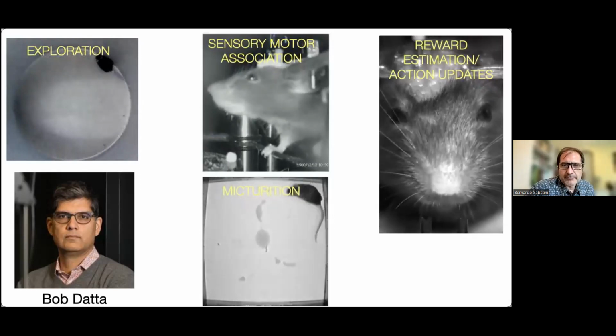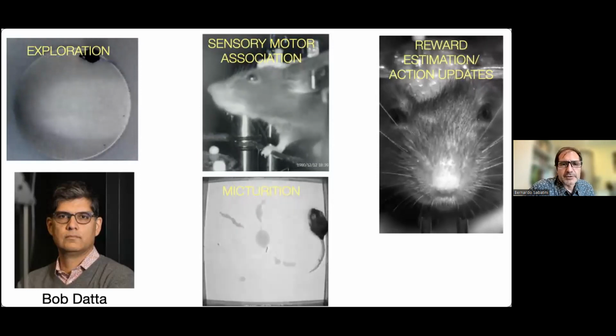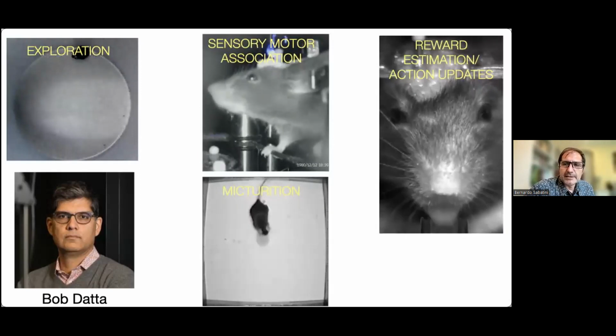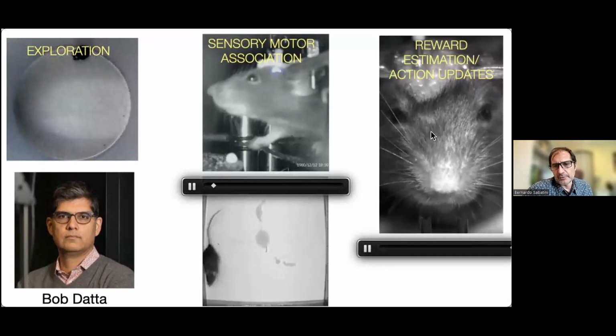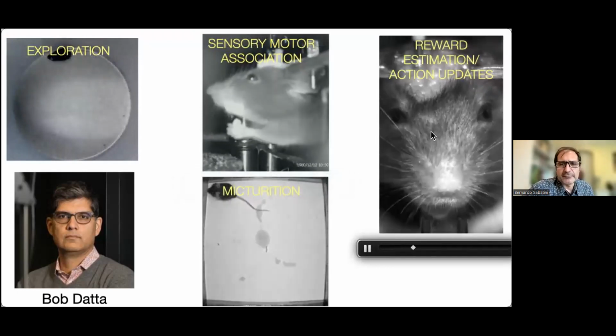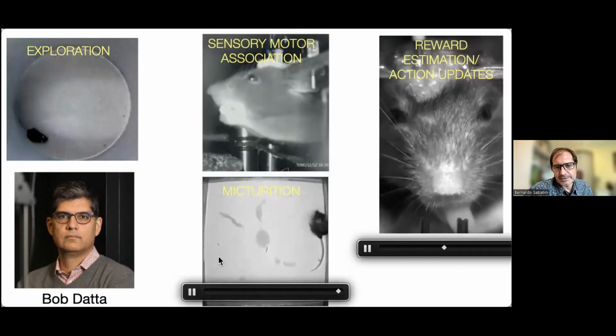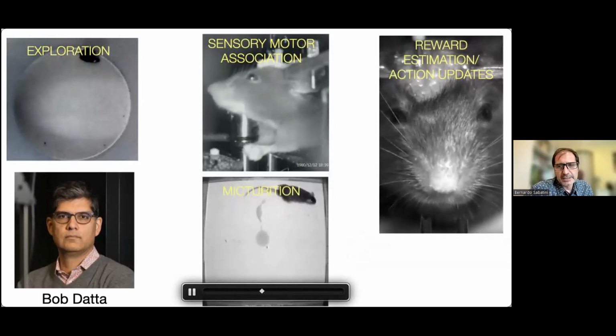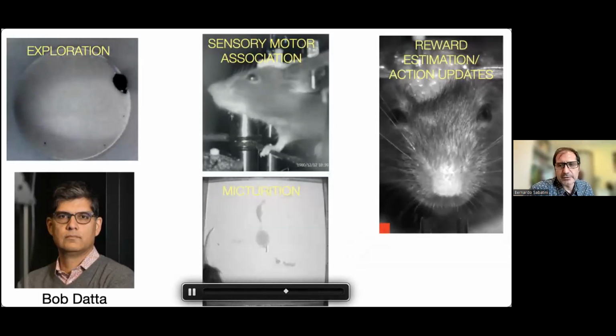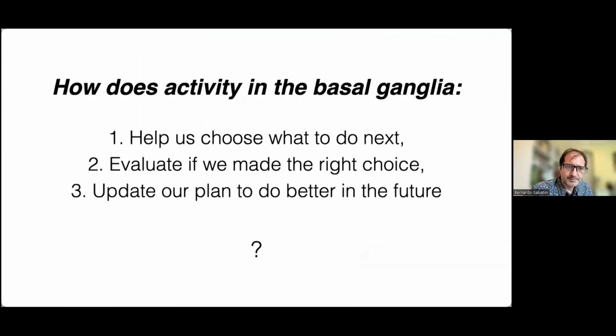Most of what we do in the lab, however, concerns more the kinds of behavior shown on the right, in which we have mice that are performing some kind of task in order to obtain a food or a water reward. For example, in the middle here, a food reaching task, and on the right, a lick right, lick left task for water. Down below, you can see a mouse, in this case, a male mouse, that's exploring an arena and deciding when to release urine, so micturition. This is not a basal ganglia dependent behavior, we think, but also a form of action selection that we've been studying in the lab. And so we tend to ask questions like the ones that are shown here, which is, how does activity in the basal ganglia help us choose what to do next, evaluate if we made the right choice, and then update our plan to do better in the future?